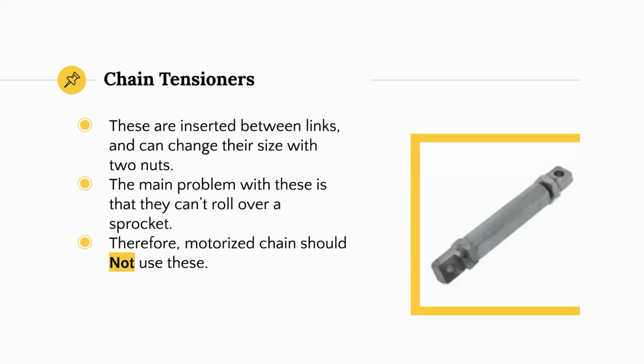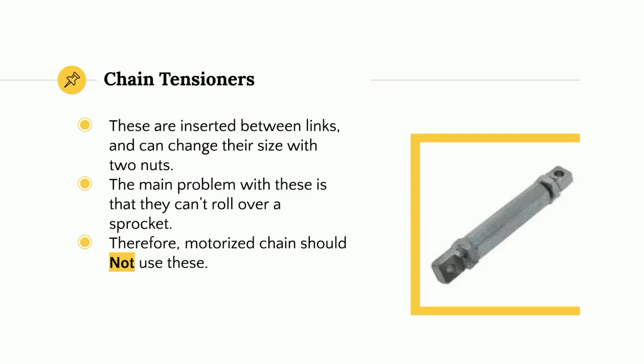And now we have chain tensioners. These are inserted between links and can change their size with two nuts. So we'll just tighten or loosen these two nuts, and I'll change the tension. The main problem with these is that they can't roll over a sprocket. So if these go over a sprocket, it would break the chain. It just doesn't work. They have to not ever go over a sprocket.